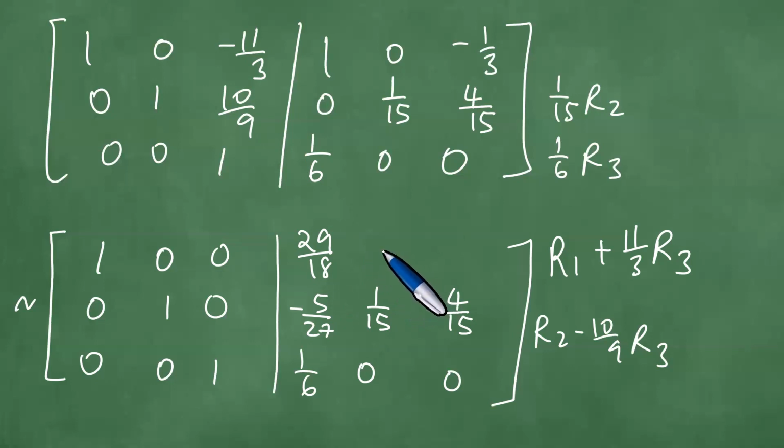And then we have this one here, which is row 1 plus 11 out of 3, which is 0, minus 1 out of 3.